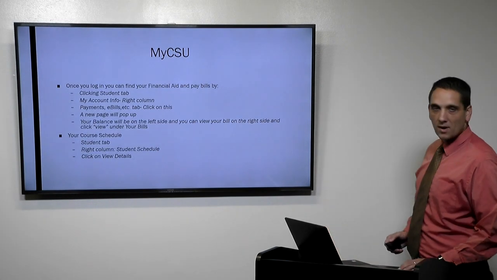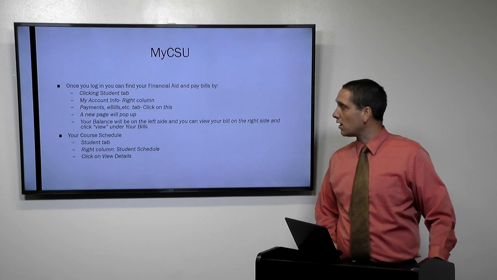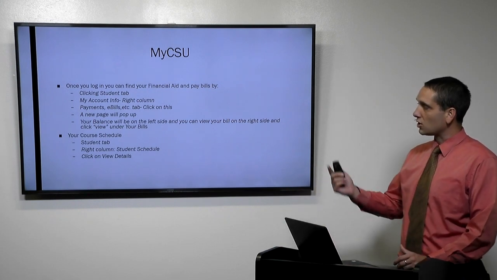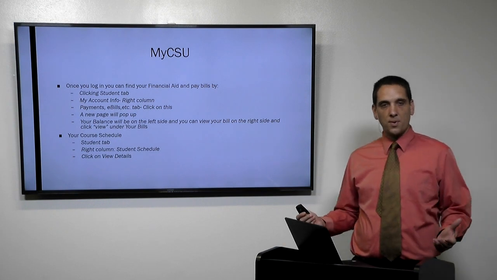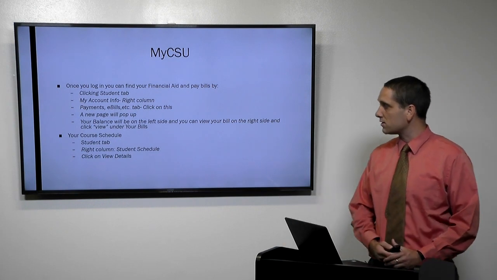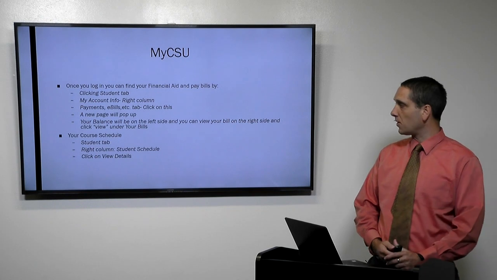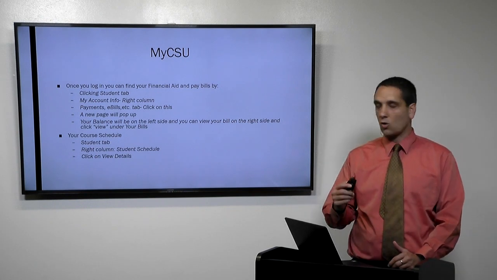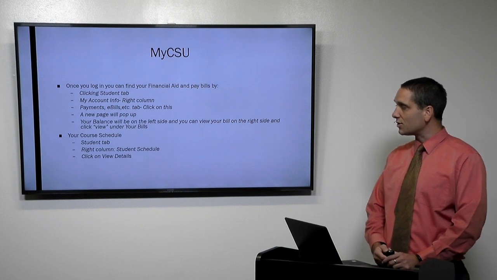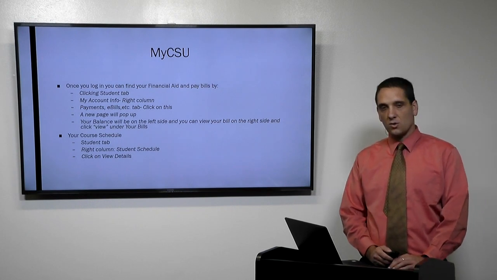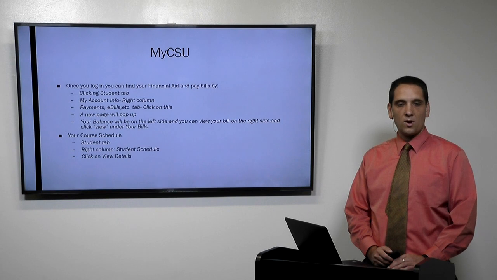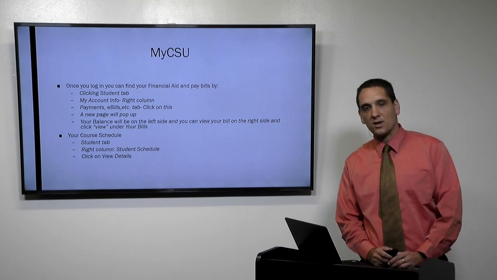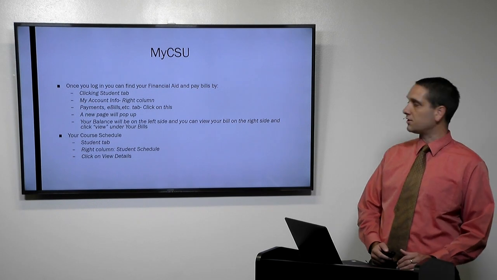Once you get into MyCSU, as you can see, you can check the student tab because you are one of the students. You can look at your account information. You can look at your payments. You can do your e-payments, financial aid lives up there. And so those are all different things that you can do. You can look at your course schedule, the student tabs. You can see where the classes are and all that fun stuff. Now this is an online program, but at least you'll know when the dates of the classes start.